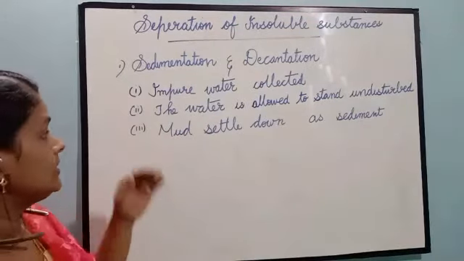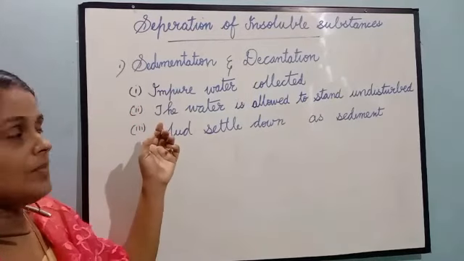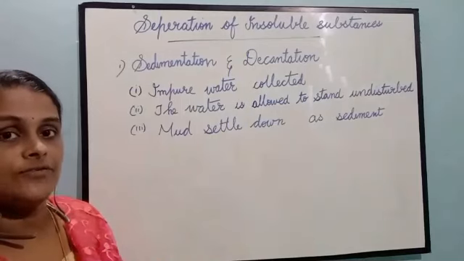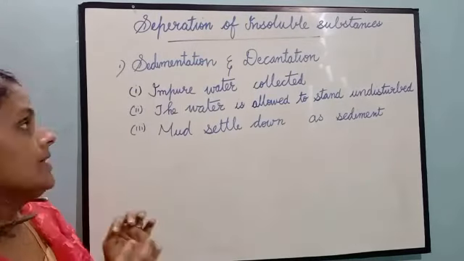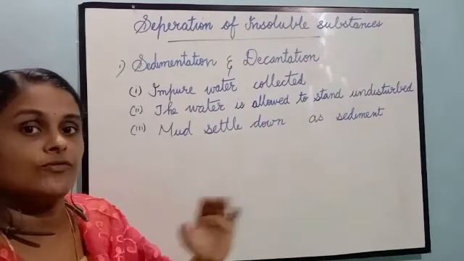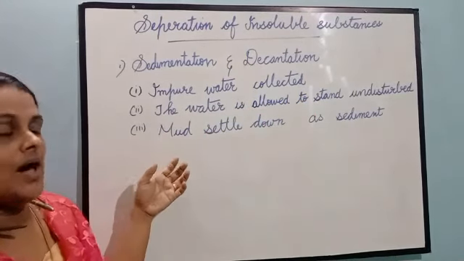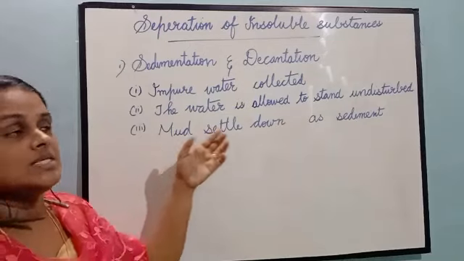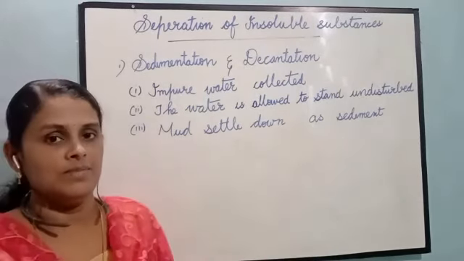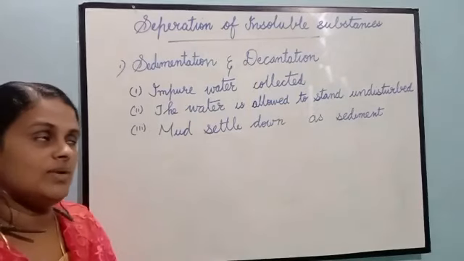Sedimentation process involves 3 steps. The first step, impure water containing mud is collected from the pond in a beaker. The second step, the water is allowed to stand undisturbed for a while. The third step, after some time, the mud settles down at the bottom of the container as sediment. This process is called sedimentation.